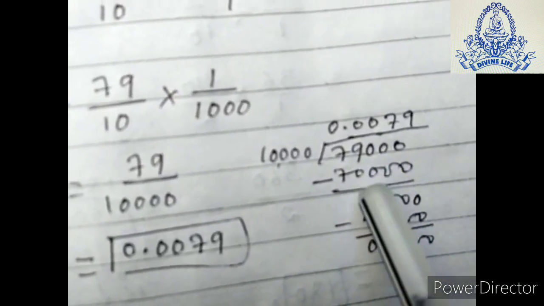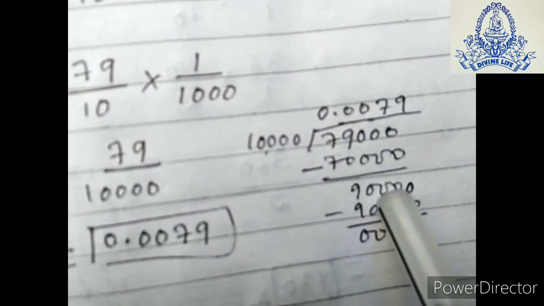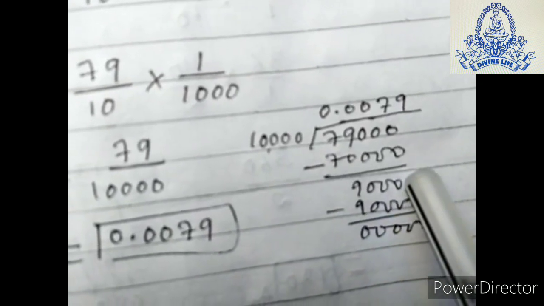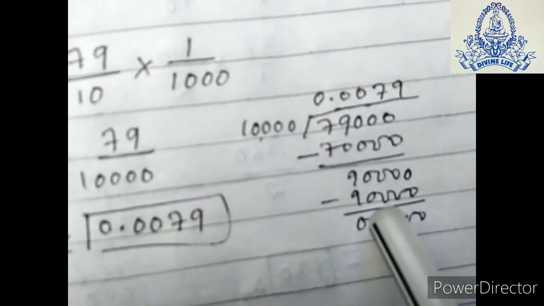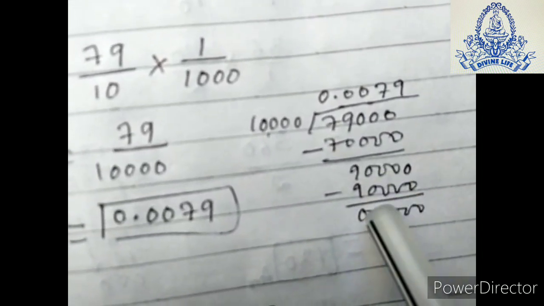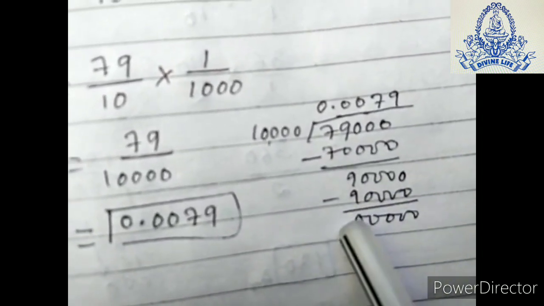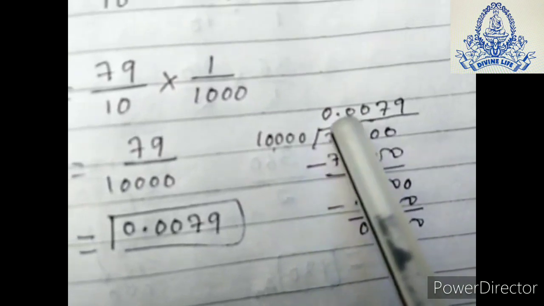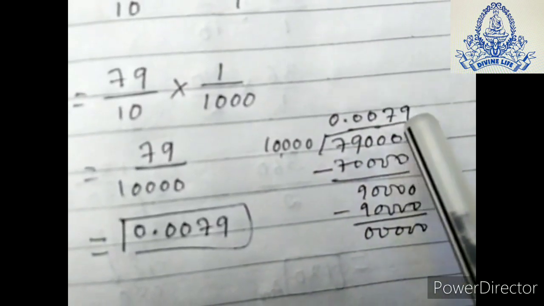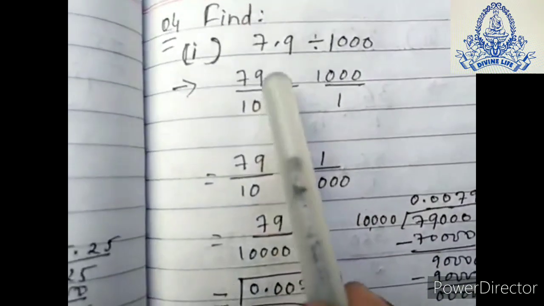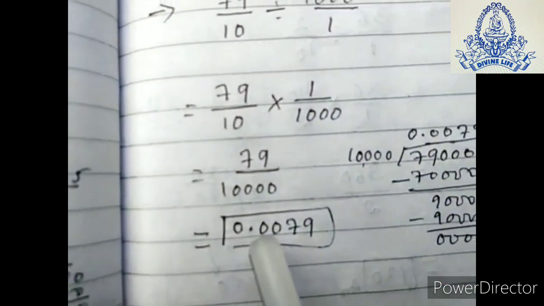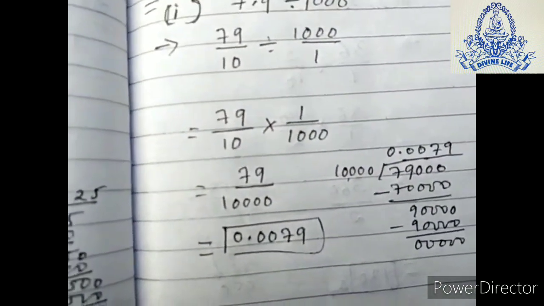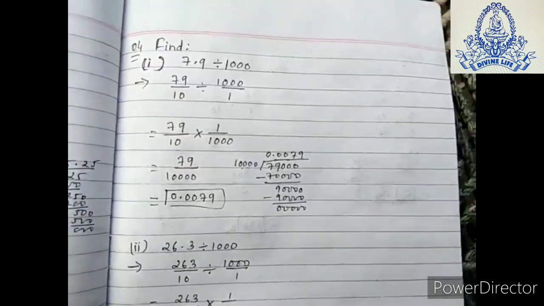After the minus we get 9,000, and we will put a 0 and it becomes 90,000. So 10,000 9 ja 90,000. After subtracting both, we get a 0 remainder, and the final answer is 0.0079. So dividing 7.9 by 1000, we get 0.0079. Question number 4, first sum.